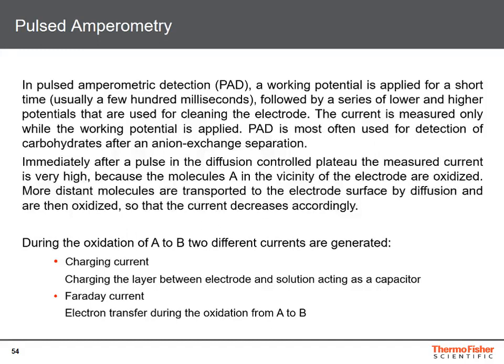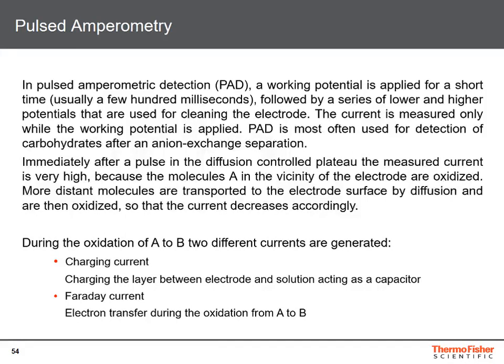Based on the pioneering work of Professor Dennis Johnson, who at that time worked at the Iowa State University in the United States, pulse amperometry was introduced in 1983. In pulse amperometry, the working potential is applied only for a very short time, usually a few hundred milliseconds, followed by a series of lower and higher potentials that are used for cleaning the electrode electrochemically. The current, however, is measured only while the working potential is applied.